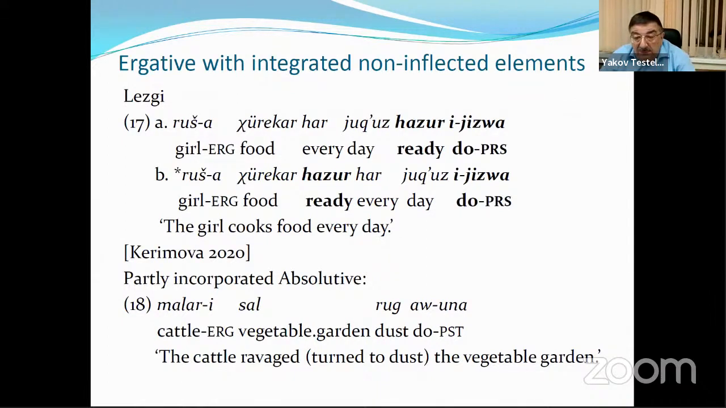With partly incorporated absolutive, it becomes invisible for at least some syntax, like example 18 in Lezgi, Malari sal rugavuna, the cattle ravaged, or turned to dust, the vegetable garden. Vegetable garden is the direct object, it's in absolutive, but dust is also in absolutive. Rug is the absolutive form. There are two absolutives or two direct objects. Rugavuna is something like doing dust, making dust of something. Due to the phonological and grammatical integration, rugavuna is a transitive verb, which is employed in a transitive construction with ergative malari and absolutive sal, vegetable garden in this case.